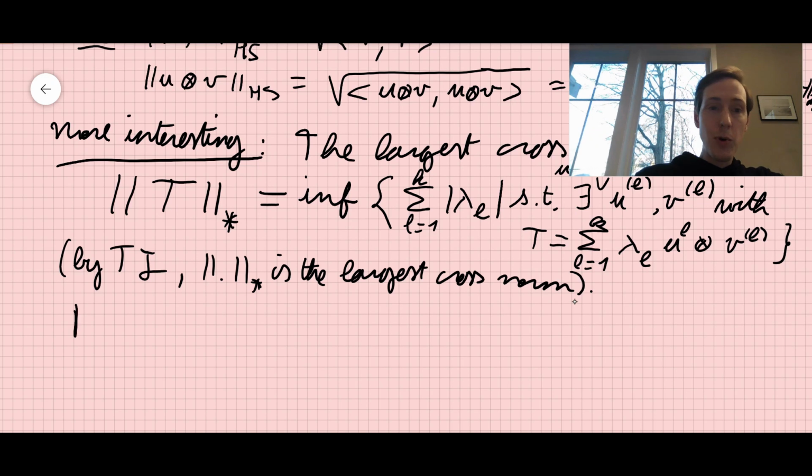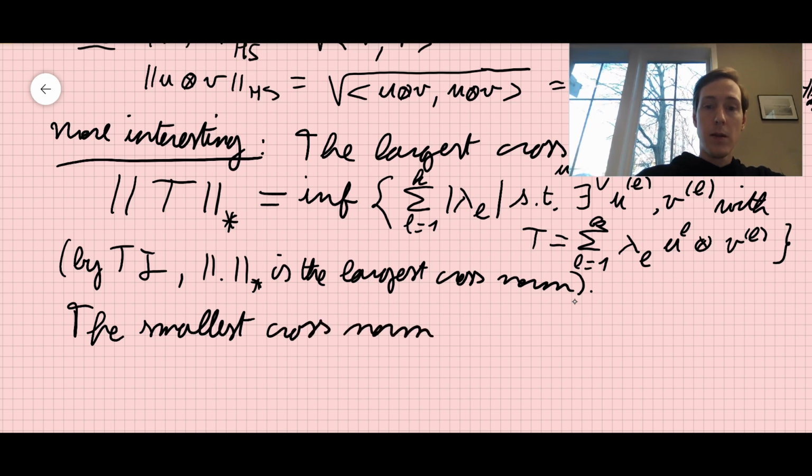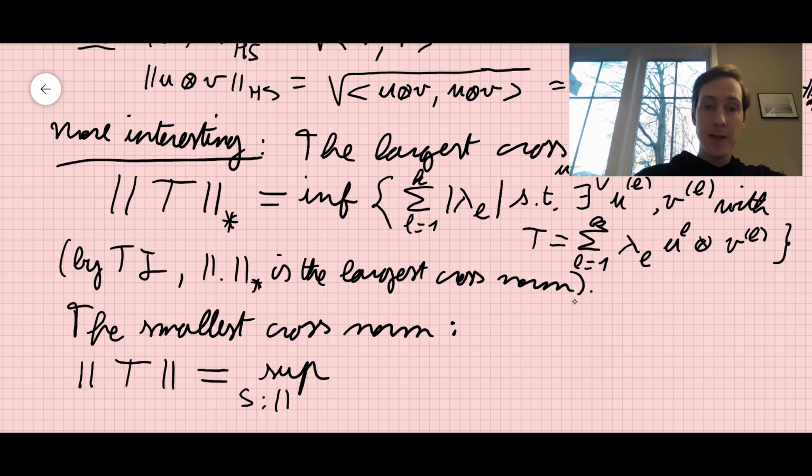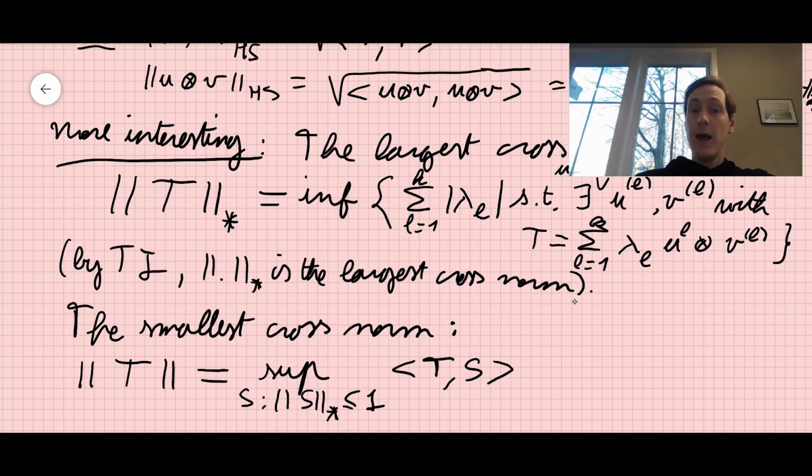Now, what is the smallest cross norm? The smallest cross norm is nothing but the dual of this norm star. So what is the dual? Well, the dual is the supremum over all tensors S such that the norm star is less than 1 of the inner product between T and S. This is the definition of the dual.